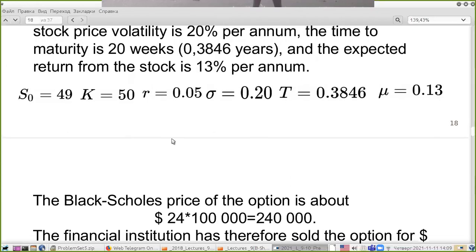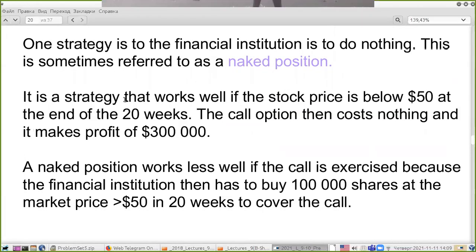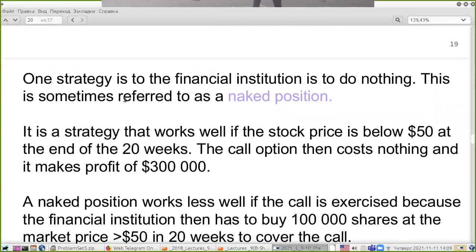So in our case, you see that K is 50, and if the stock price is below 50, you lose. The call option is worth nothing, so if we bought this option, we threw it into the trash. But we already paid for this option.